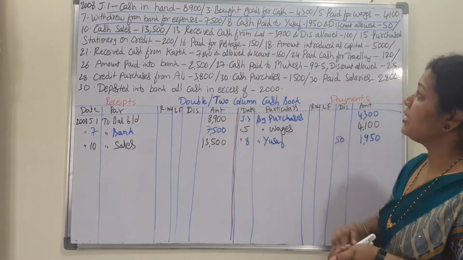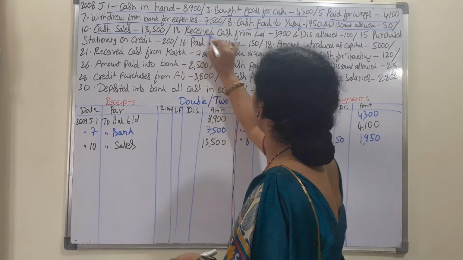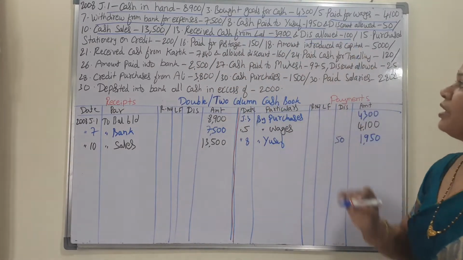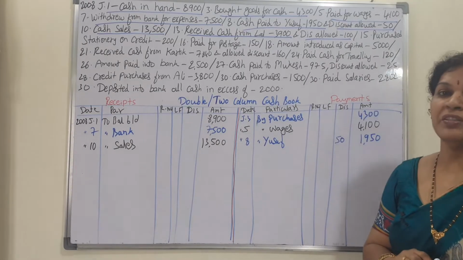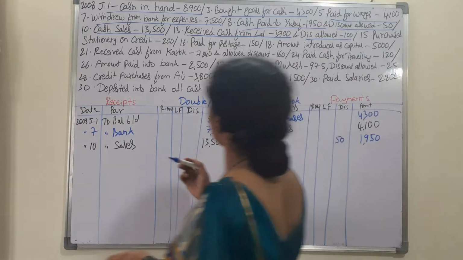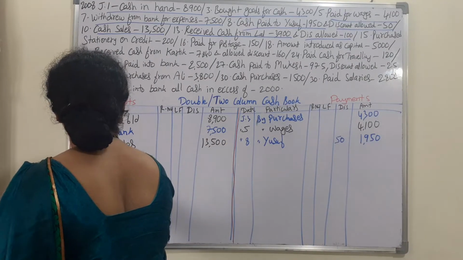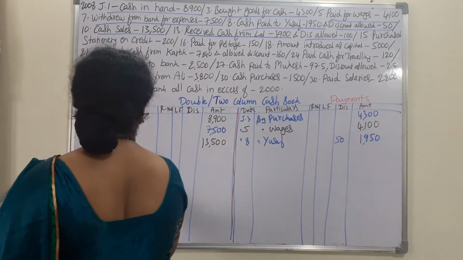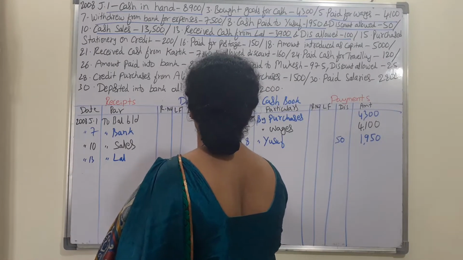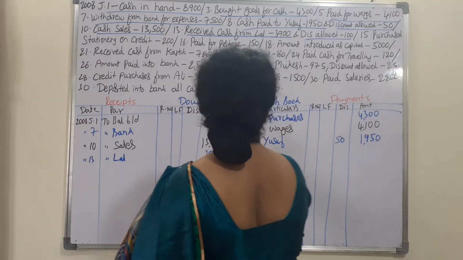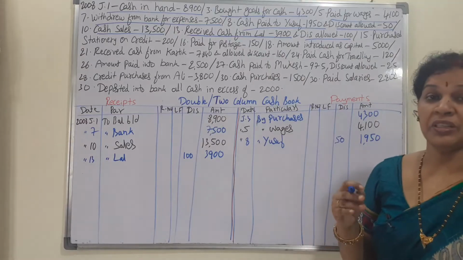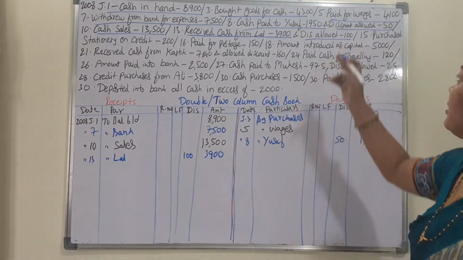Next, 13th, received from Lal 3,900, discount allowed 100. Received from Lal means it's a receipt, and receipts will be on the debit side. So we'll write 13th. From where are we receiving? Receiving from Lal, so to Lal, 3,900. Discount is 100 rupees. We are receiving this much amount and the discount is 100 rupees.